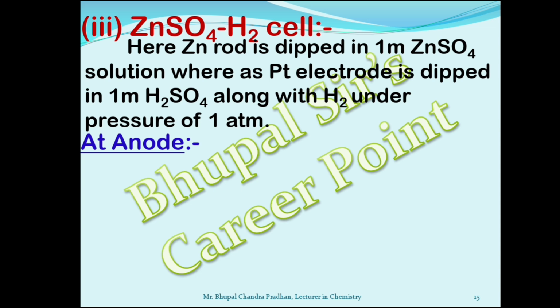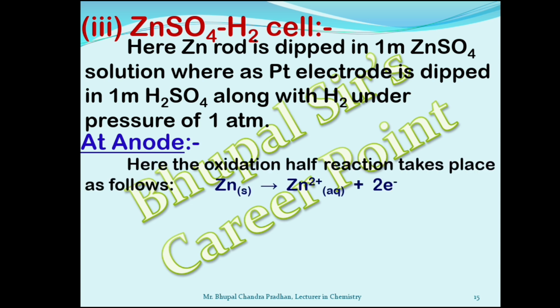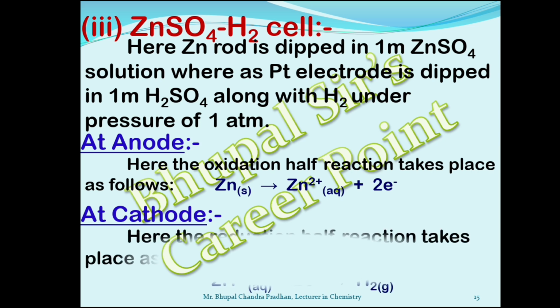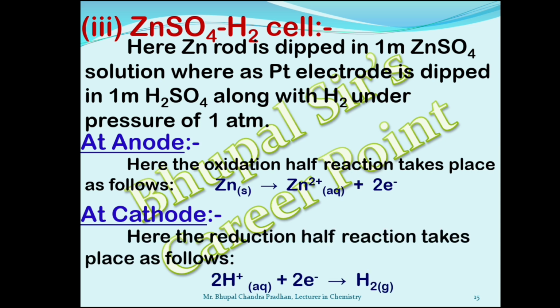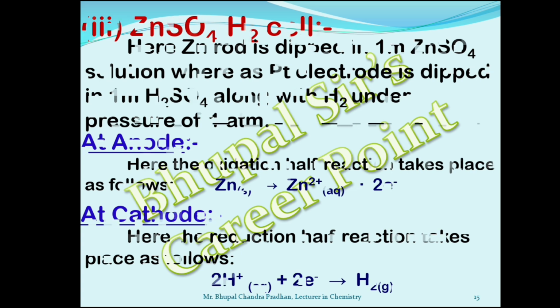At anode, what happens? At anode, the oxidation half reaction takes place. Zinc rod dissolves into the solution as Zn2+ aqueous by losing 2 electrons. At cathode, the 2 electrons reach the cathode. H+ gains 1 electron to become H, and 2H combine to give H2 gas. Or in one equation form, we can write 2H+ aqueous by gaining 2 electrons forms H2 gas.